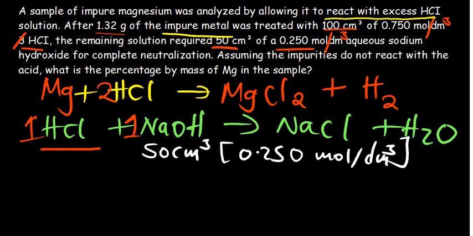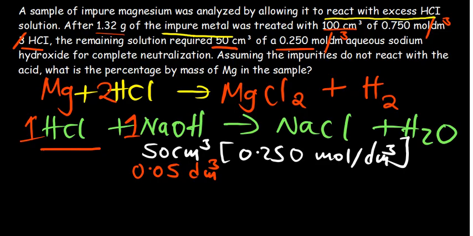Okay, so let's do that. We need to make sure the units are matching in our calculations. If we are working with decimeter cubed, we need to convert the 50 cubic centimeters to that. We know that 1 decimeter cubed or 1 liter is equal to 1,000 cubic centimeters. So just divide your 50 by 1,000, and I'm getting 0.05 decimeter cubed.